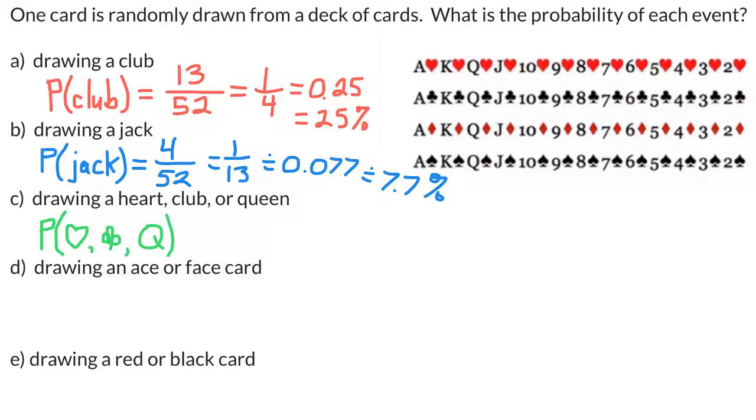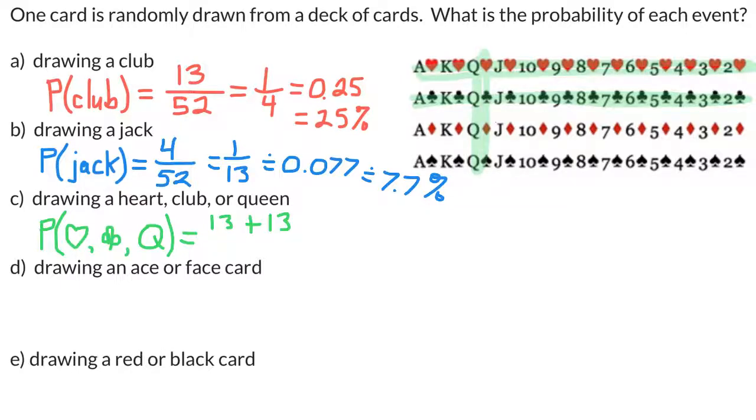To find the probability of drawing a heart, a club, or a queen, I need to add the probability of drawing a heart, and the probability of drawing a club, and the probability of drawing a queen. There are 13 hearts, and there are 13 clubs, and there are 4 queens.